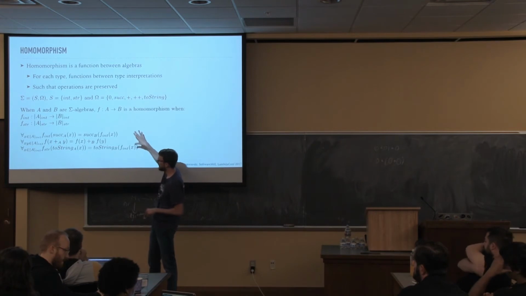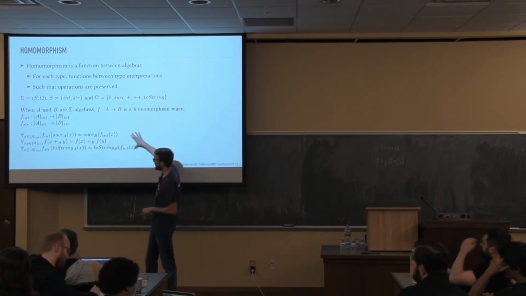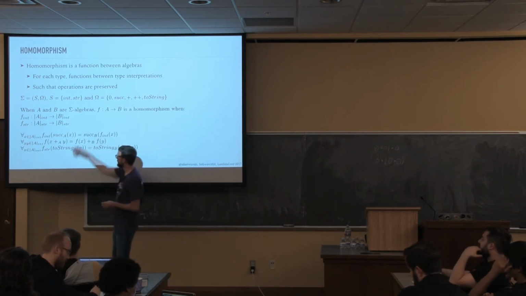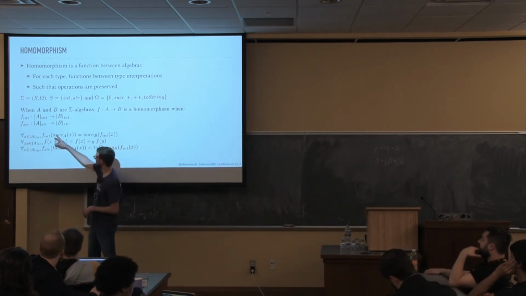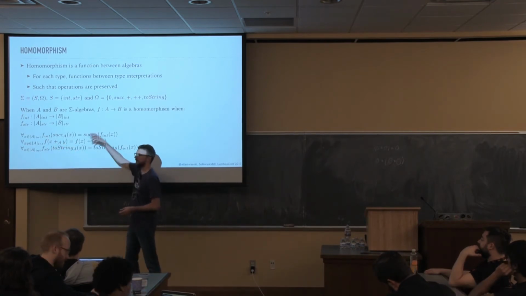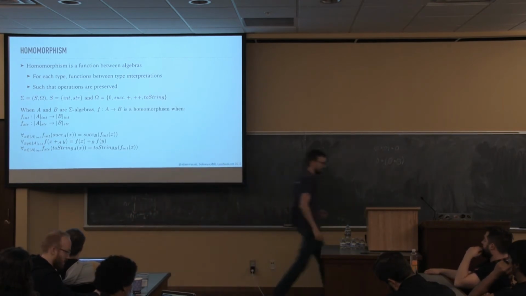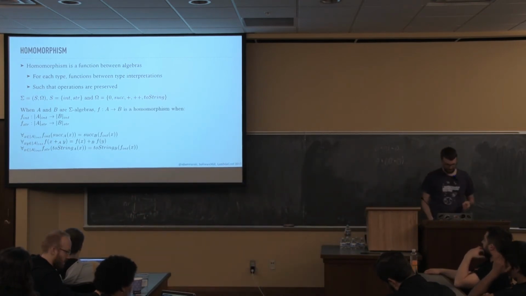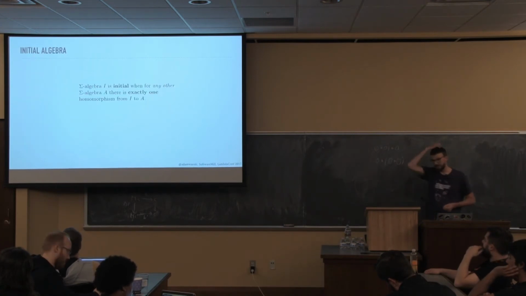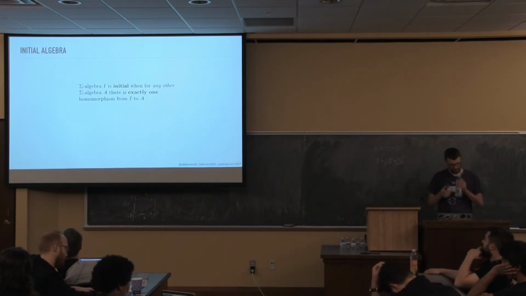So it's a family of functions between the types, such that the operations are preserved. It doesn't matter if we first apply the successor and then translate, or if we first translate and then apply the successor. That's the operation preserving property that the homomorphism must have. Okay, so that's it. And now we'll answer the question about the relation between the term algebra in a way.